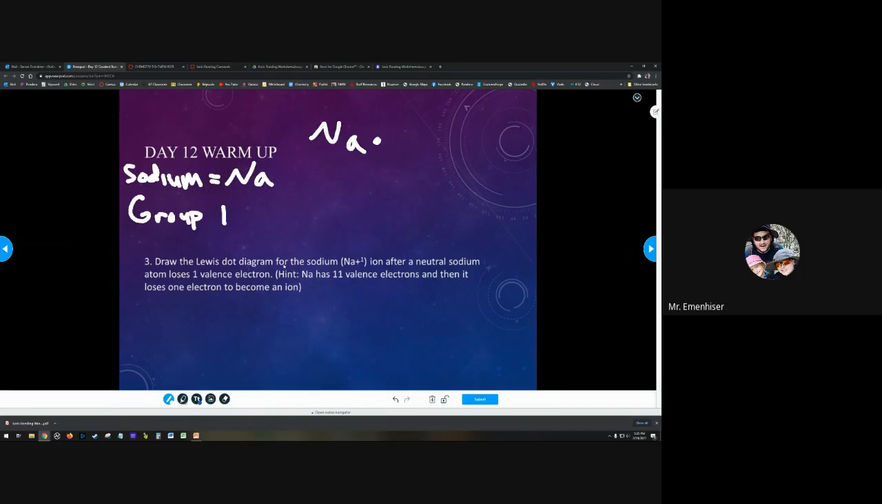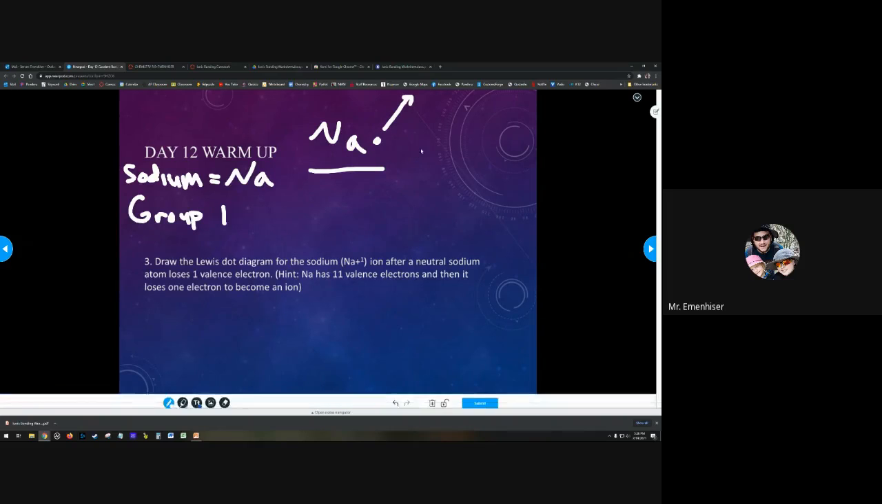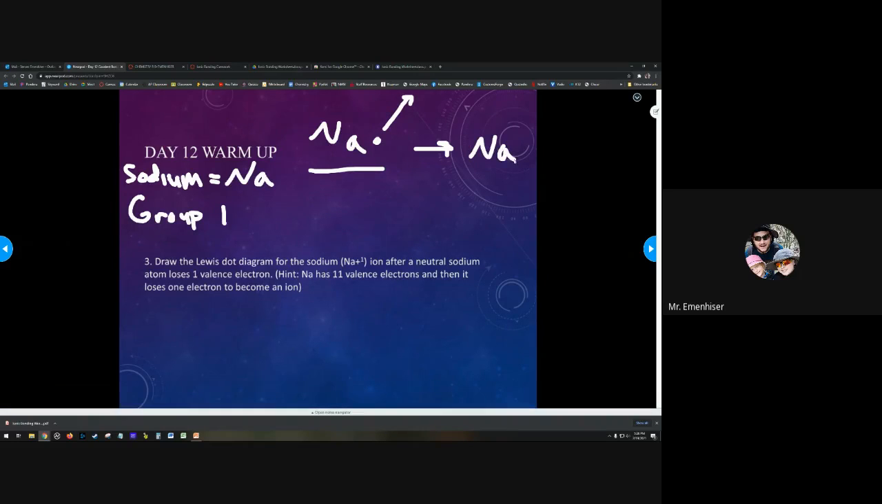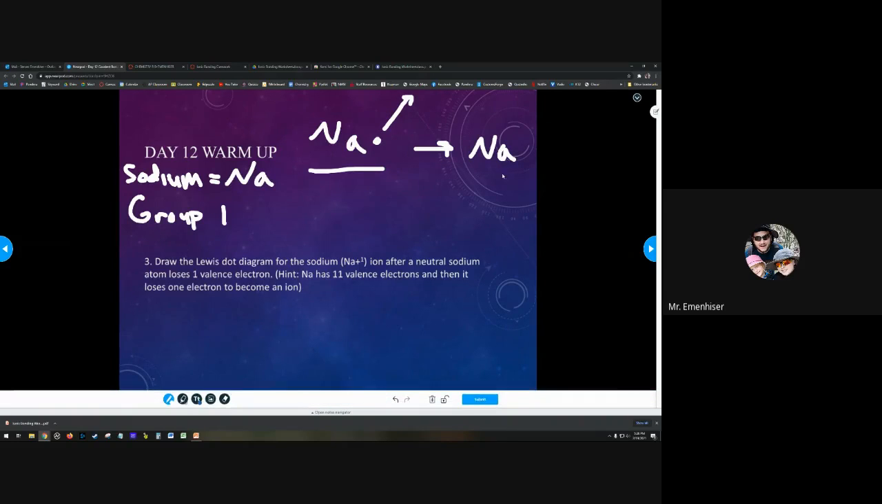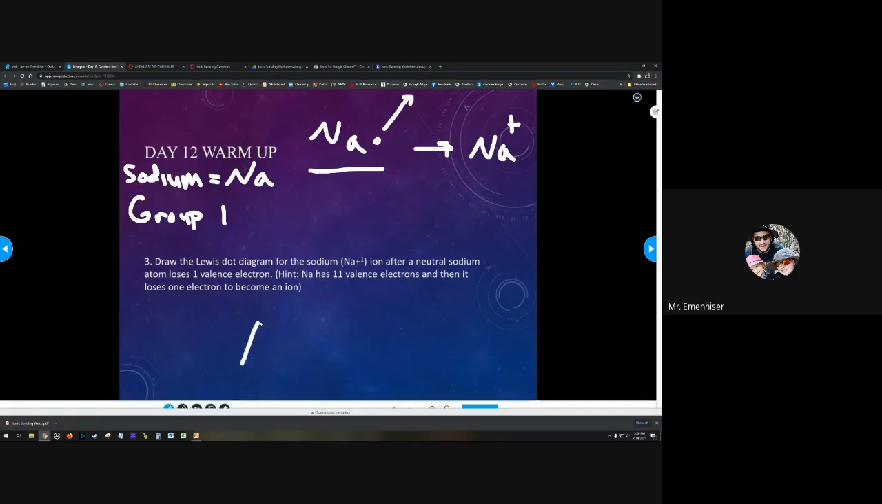So we're going to draw the Lewis dot diagram for the sodium +1 ion after a neutral sodium atom, which is this. After this neutral sodium atom loses 1 electron. So we're going to pull that electron off. And what are we going to get? We're going to have sodium with no electrons. It's going to be naked and a +1. So that is what we will have.